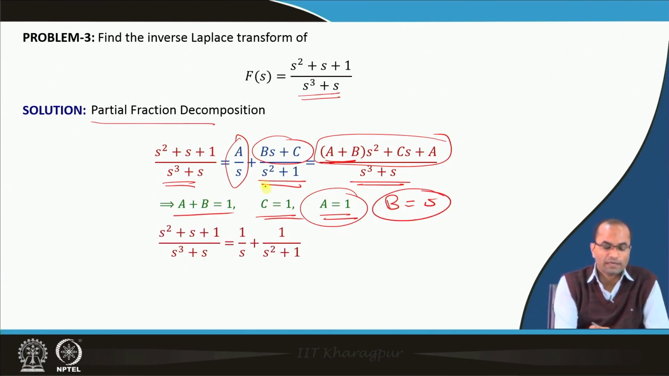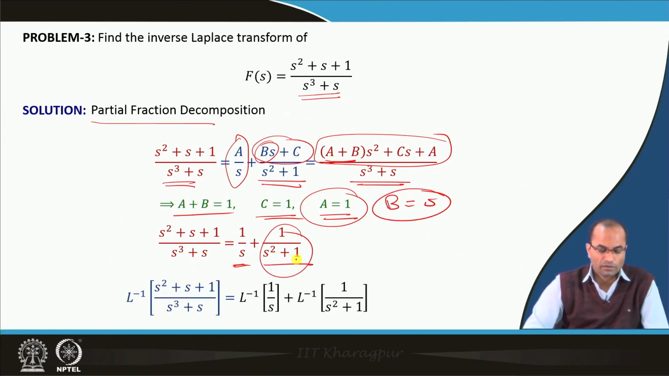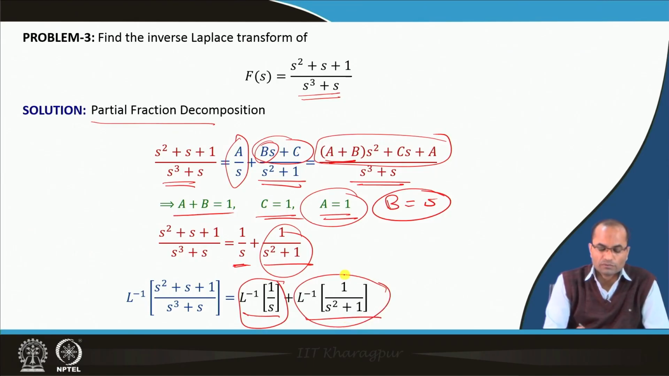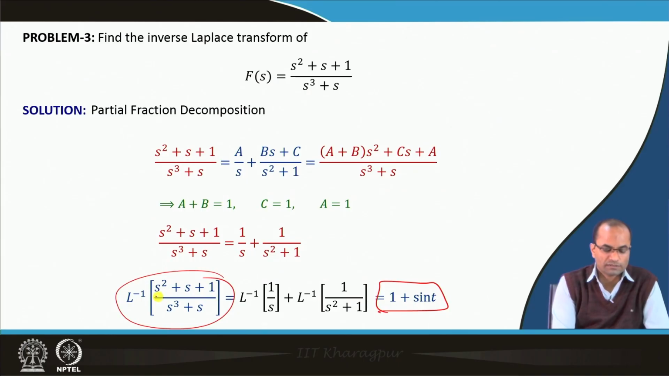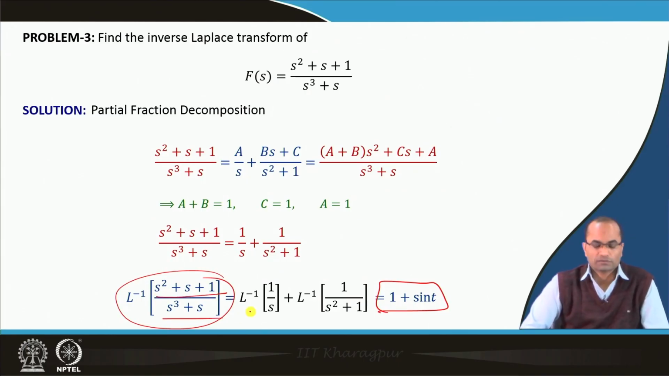So, we have 1 over S, because A was 1 and B is 0. There will be no S term, and C is 1, so we have 1 over (1 + S²). These are very simple fractions, whose transforms we know already. L inverse of 1 over S is 1, and the L inverse of 1 over (S² + 1) will be sin t. So we have the result that the inverse Laplace transform of (S² + S + 1) over (S³ + S) is 1 + sin t.